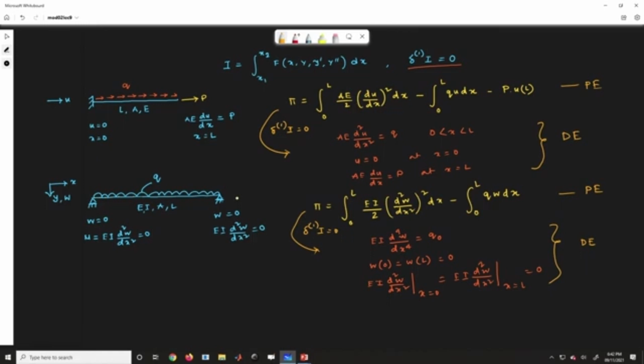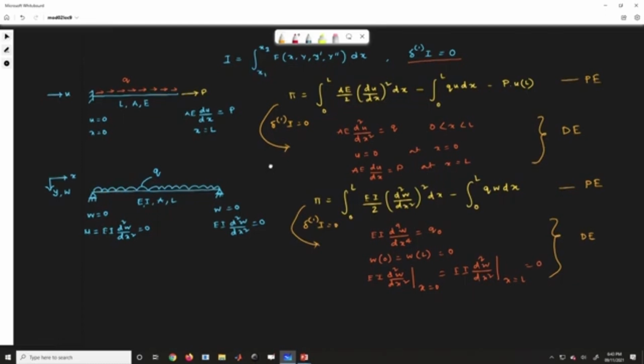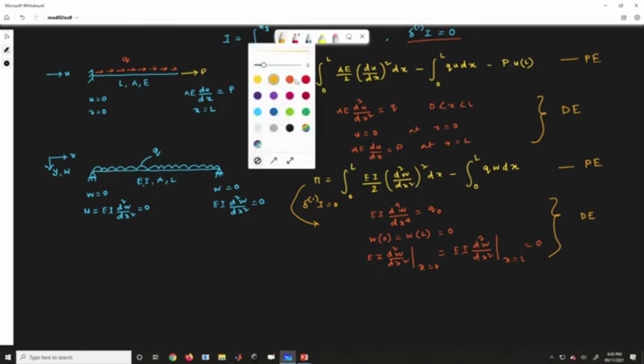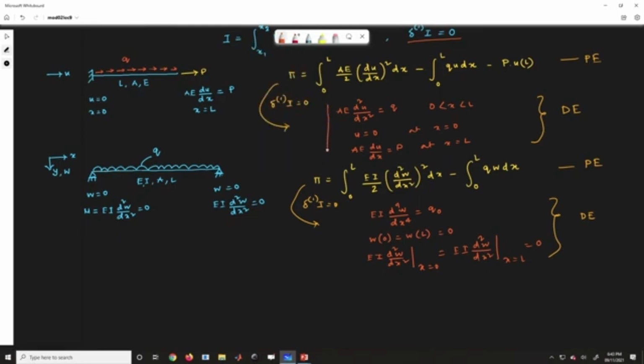That's why it is strongly applicable. When you find a solution of the problem through this differential equation, then you have to strongly satisfy the fourth order derivative of W multiplied by EI equals Q0, and obviously the boundary conditions. A differential equation is incomplete without boundary conditions, so boundary conditions are very important. That's why we call this the strong form of the problem.